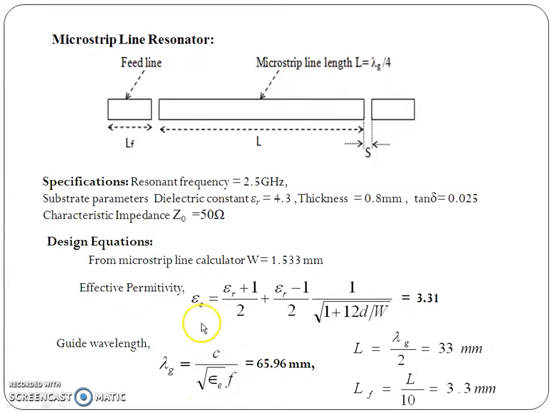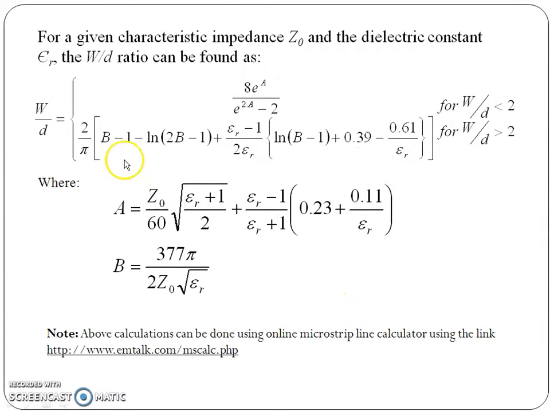So in order to know epsilon e, the effective permittivity, which is given along with the relative permittivity, we don't know what the actual width of the strip is, as well as the thickness of the strip. So in order to calculate the width and thickness of the strip, we have the equation, knowing the characteristic impedance Z0, which is 50 ohms, and knowing the dielectric constant epsilon r, which is 4.3, we can calculate the width of the strip, which is W by D. Since it is a huge equation, we go for the online available microstrip line calculator, and the link is given below here.